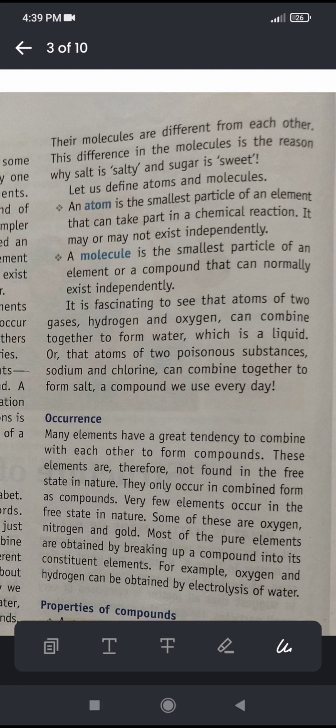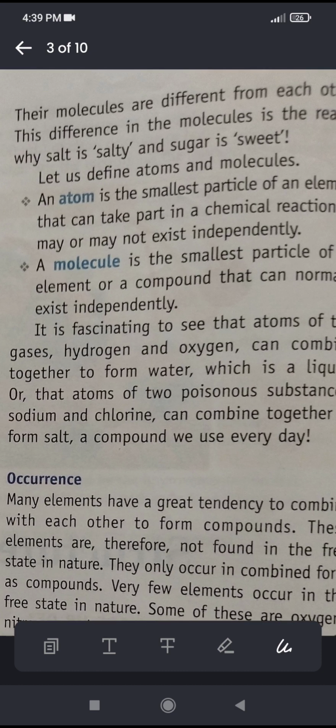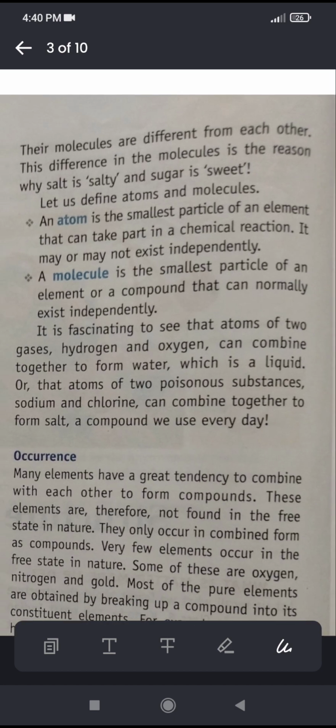Let us define atoms and molecules. As I told you in the part 1 video, I told you the difference between atom and molecule, but I am telling you again. An atom is the smallest particle of an element. It can take part in chemical reactions. It may or may not exist independently. A molecule is the smallest particle of an element or a compound that can normally exist independently.